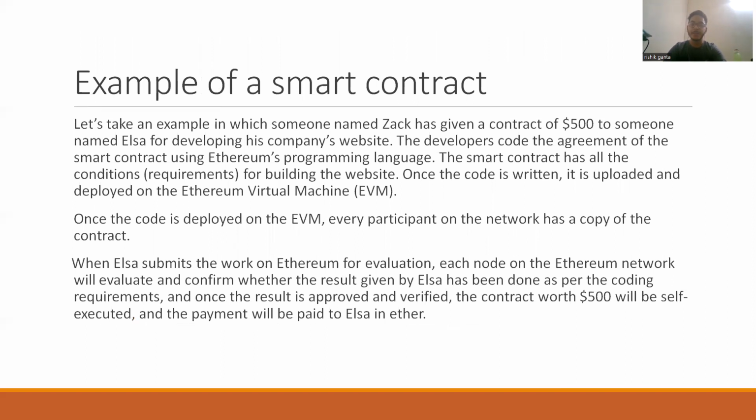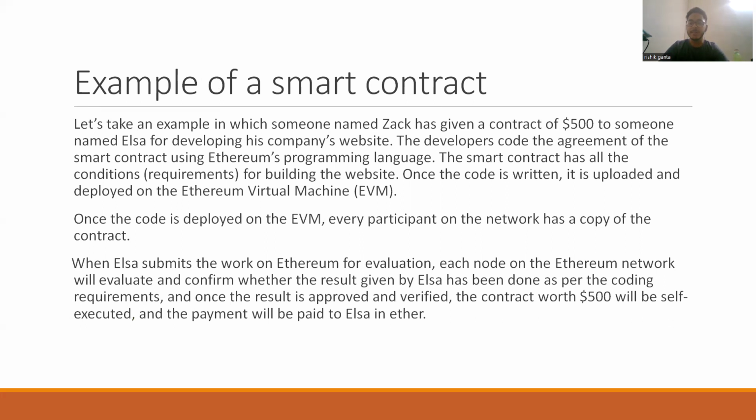Example of a smart contract. Let's take an example in which someone named Zach has given a contract of $500 to someone named Elsa for developing his company's website. The developers code the agreement of the smart contract using Ethereum programming language. The smart contract has all the conditions, that is, the requirements and the methodologies, etc., for building the website.